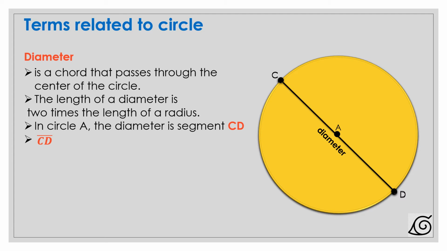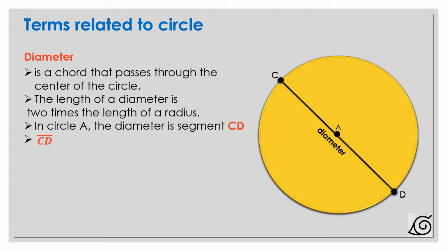The third term related to circle is diameter. Diameter, it says here, it is a chord that passes through the center of the circle. Kung matatandaan nyo po yung chord kanina, na kung saan it touches the points on the circle. But in here, special type po siya ng chord na kung saan it passes through the center of the circle. Yan, tulad po na nakita niyo po rito. From point C to point D, nadaanan po si point A, which is the center of the circle.